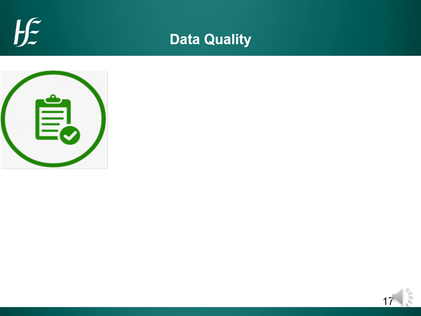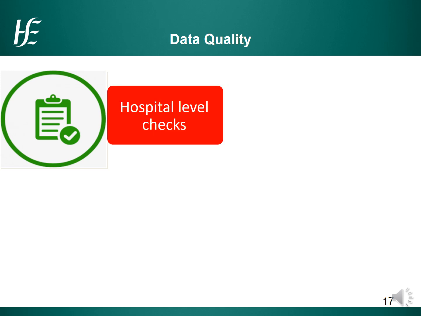HIPE data is a very valuable tool for hospitals, the HSE, the Department of Health and many other agencies. But in order for the tool to be effective, it is imperative that the data be accurate, uniform and timely. To ensure this, the quality of the data collected is checked, assessed and audited at many stages prior to being released for use. The first stage checks take place at hospital level.